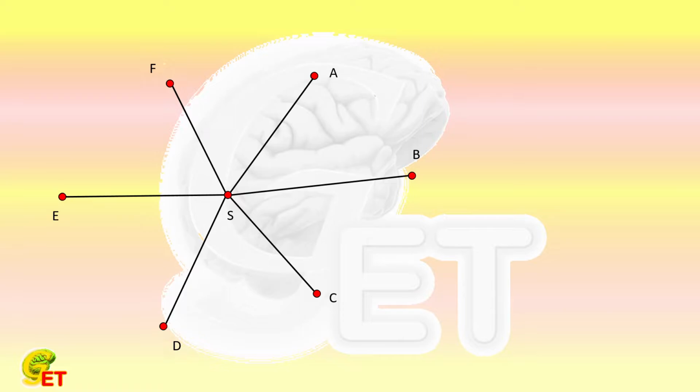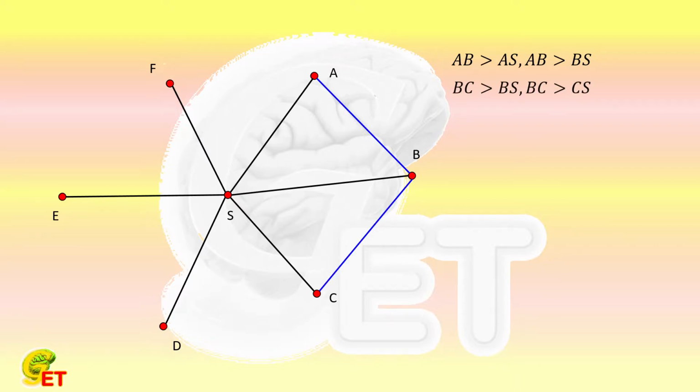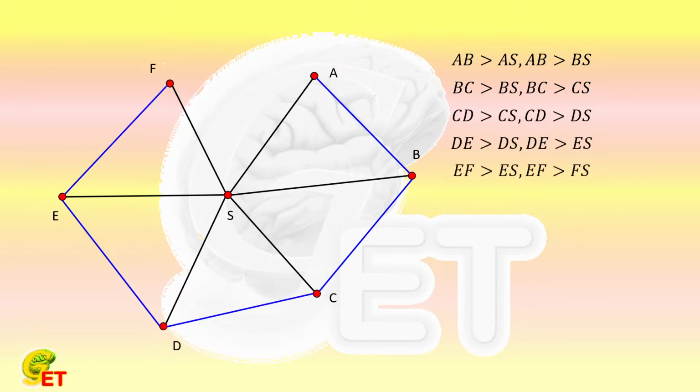How to prove that? Since the point of the question is that AS is shorter than any line segment connecting point A to other points, we should first make a so-called other line segment. So when we connect A and B, we get that AB is longer than AS. Of course, from the perspective of point B, AB is also longer than BS. For the same reason, by connecting BC, one will get that BC is longer than BS and BC is also longer than CS. This rule applies to any pair of adjacent points which are connected to S.